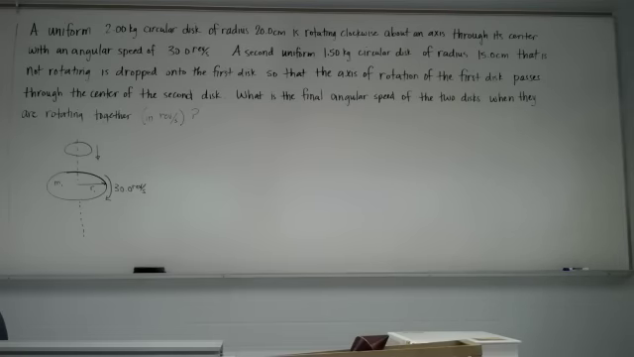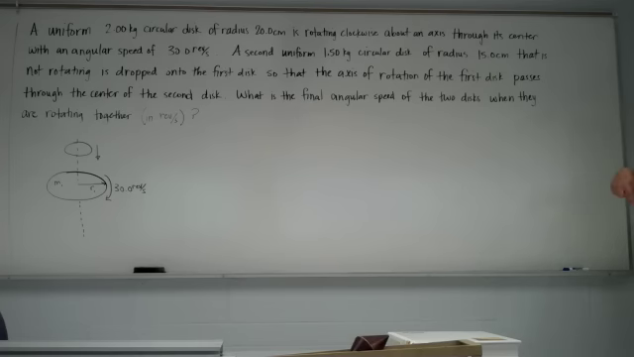We have a uniform 2 kilogram circular disc with radius 20 centimeters. It's rotating clockwise about an axis through its center with an angular speed of 30 revolutions per second. The second disc, 1.5 kilograms and radius of 15 centimeters, is not rotating, but it's dropped onto the first disc so that the axis of rotation of the first disc passes through the center of the second disc.